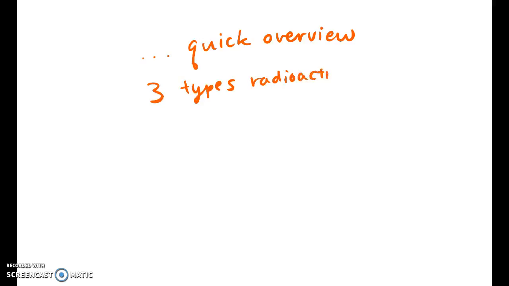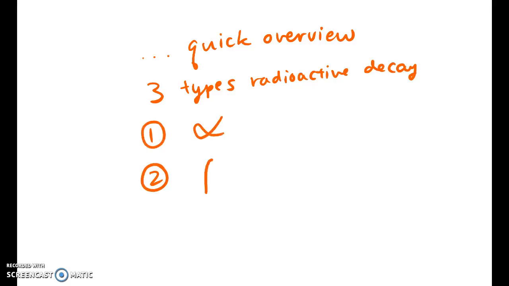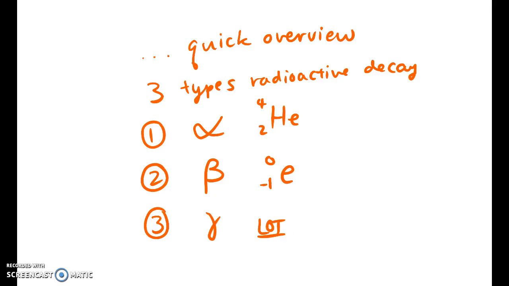Okay, so let's do a quick overview. There are 3 types of radioactive decay. First off, we have alpha particle emission. Secondly, beta particle. And thirdly, we have gamma. An alpha particle is basically a helium atom with 2 protons, 4 protons and neutrons. A beta particle is just an electron that's being emitted. And gamma has a lot of energy.